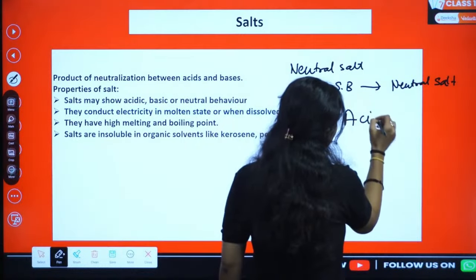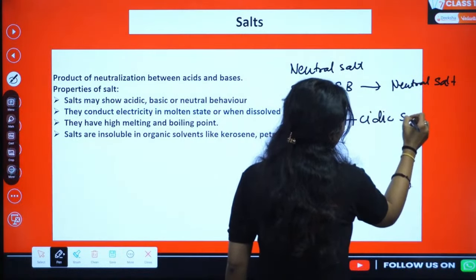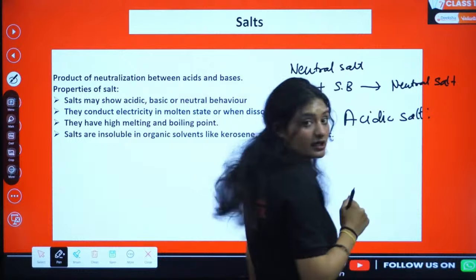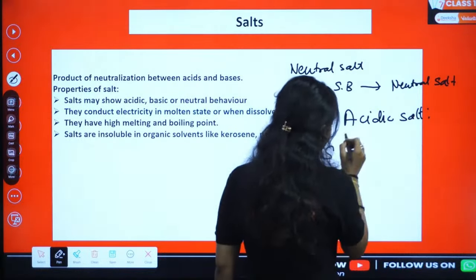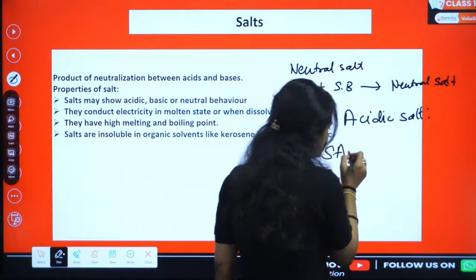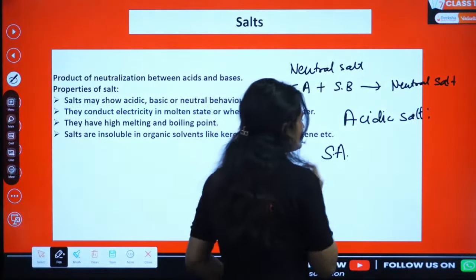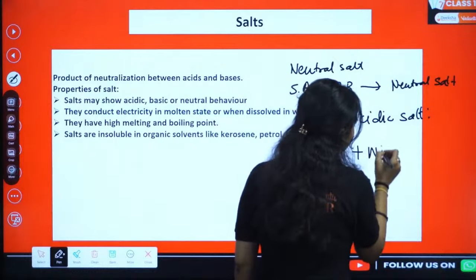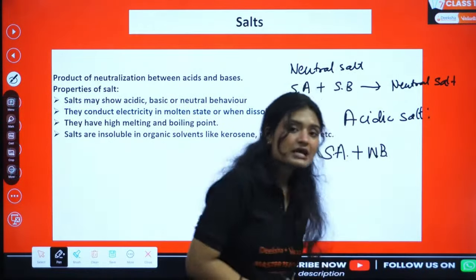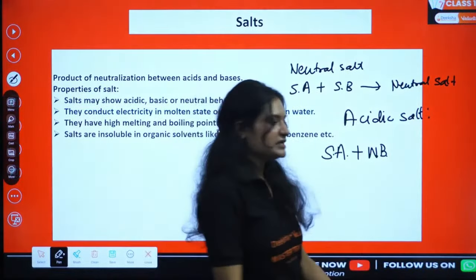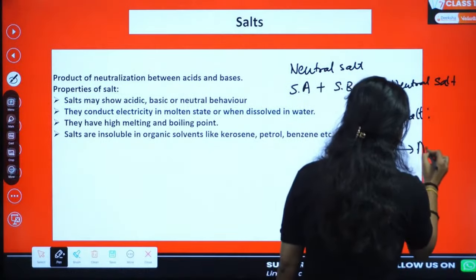acidic salt. When do we get an acidic salt? When a strong acid, this SA means strong acid, SB means strong base. When a strong acid combines with a weak base, we get an acidic salt.